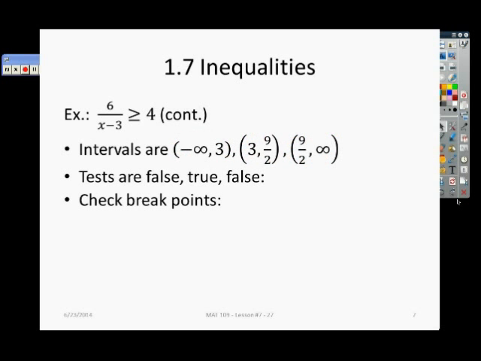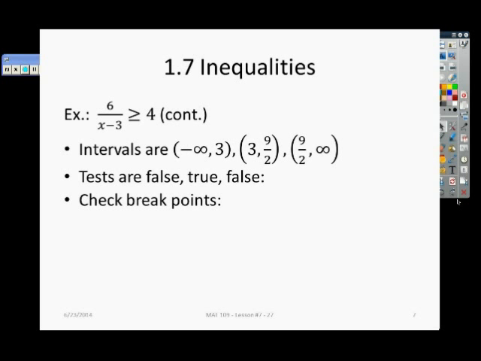We now need to check the breakpoints, 3 and 9 halves, because we haven't checked those before. For rational inequalities, you have to go back and check that. For quadratic inequalities, if you didn't have an equal sign, they automatically were not going to be part of it. If you did have an equal sign, they automatically would be part of the solution. Rational inequalities, we can't do it that way. So we have to take each of the breakpoints and check them.